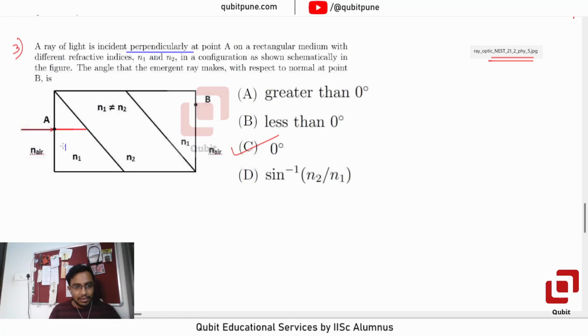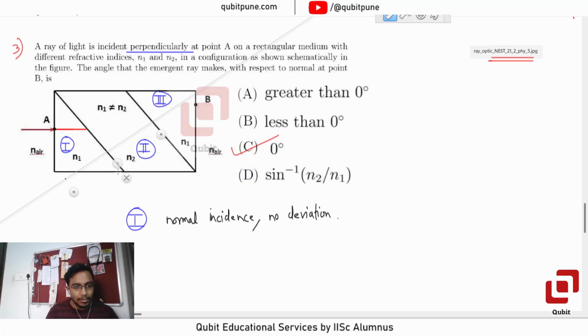Yes. Let us call it phase 1, 2 and 3. So phase 1, normal incidence, no deviation. Now let us draw the normal here. And now we need to consider its change in direction.